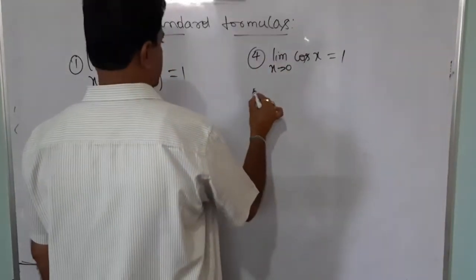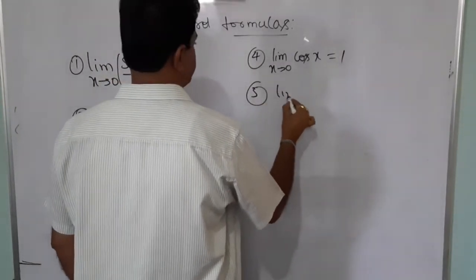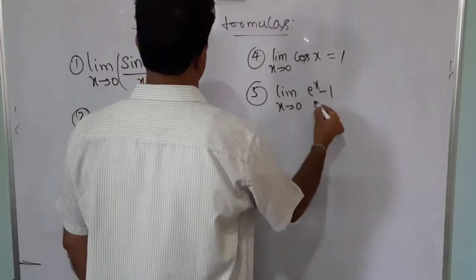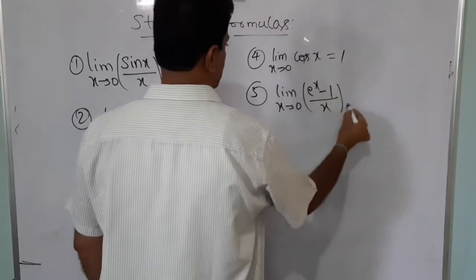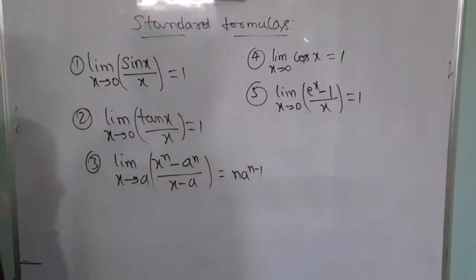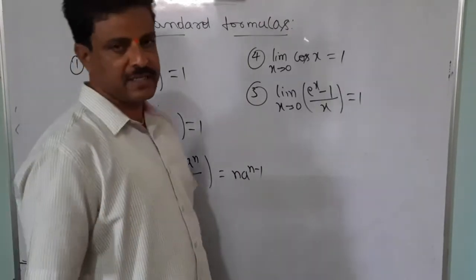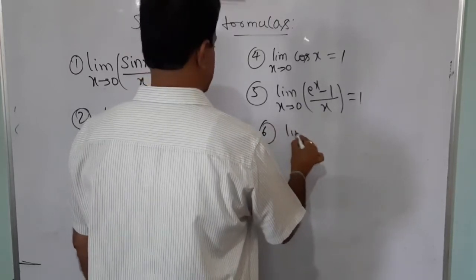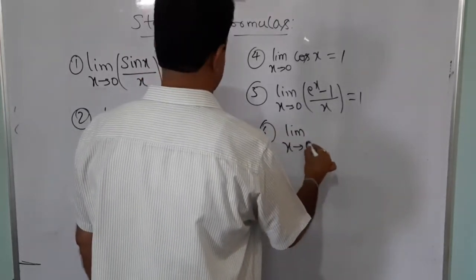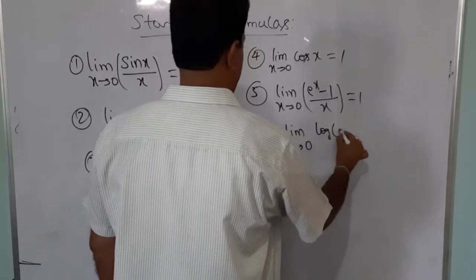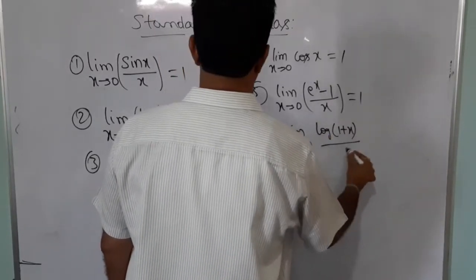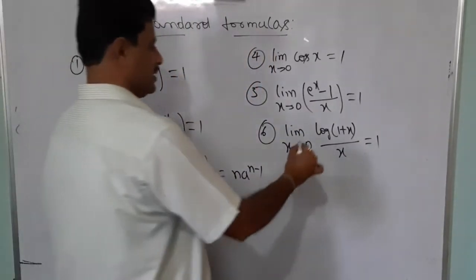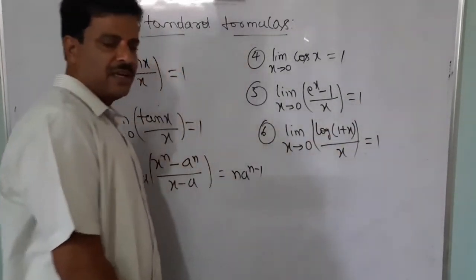So next, fifth, limit x tends to 0 e to the power of x minus 1 divided by x is equal to 1. Next, sixth one. Limit x tends to 0 log of 1 plus x divided by x is equal to 1. So these are some standard formulas for the limits.